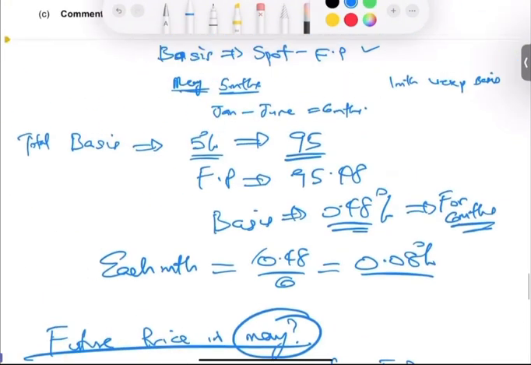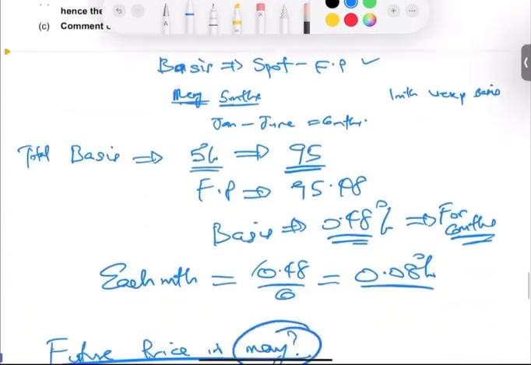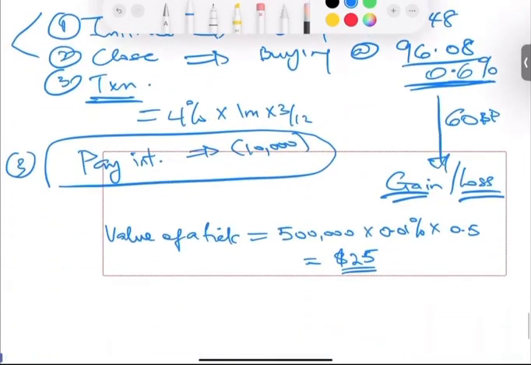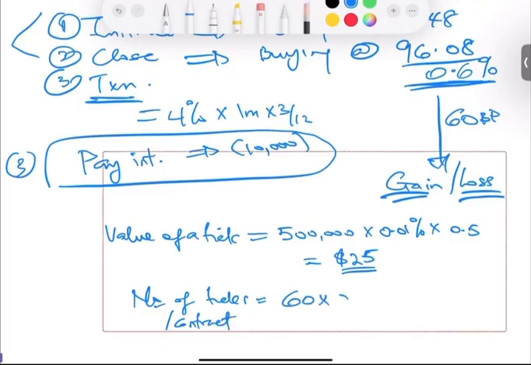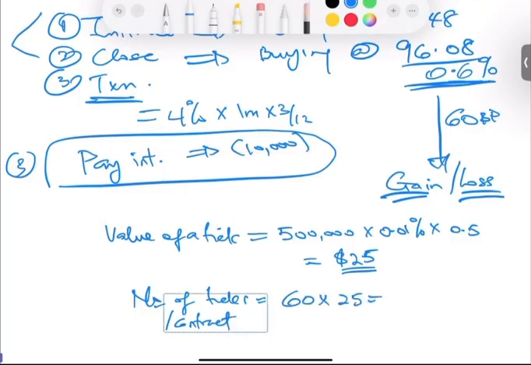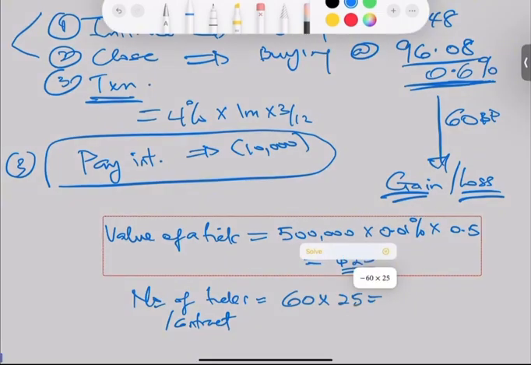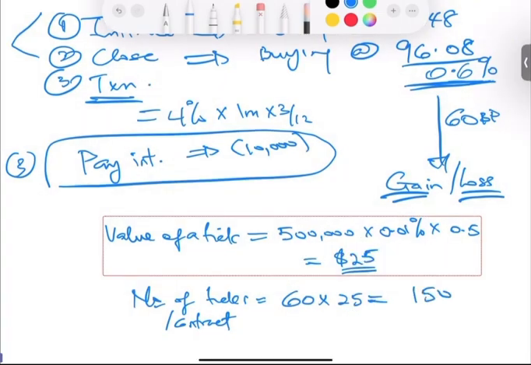I believe the money they are trying to borrow is in dollars. Yes. So how many ticks? We know the number of ticks per contract is 60 basis points. So that's 60 times 25. And that gives us 1,500. But that is for one contract.